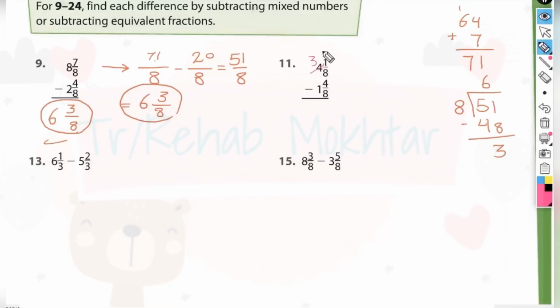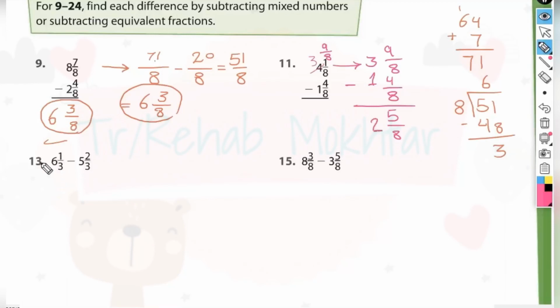And add 8 to 1. 8 plus 1 equals what, teacher? Equals 9 out of 8. So the new mixed number, after we rename it, will be 3 and 9 out of 8. Minus, I will put the mixed number as it is, 1 and 4 out of 8. Now I can subtract easily. I renamed this mixed number to make the fraction part greater than this fraction part. Keep 8 as it is. 9 minus 4 equals 5. 3 minus 1 equals 2.